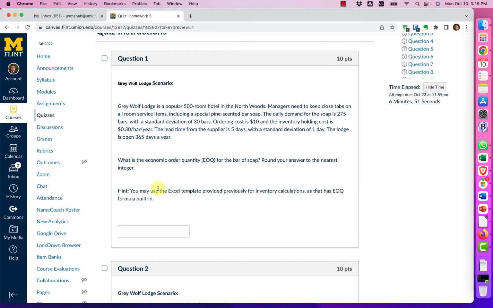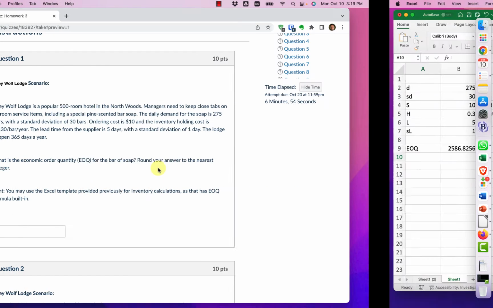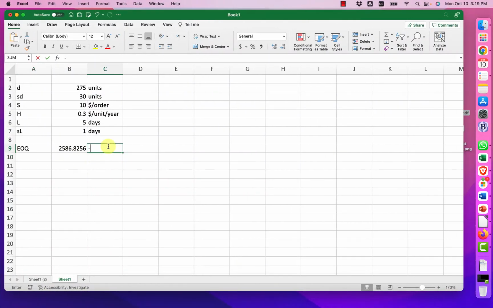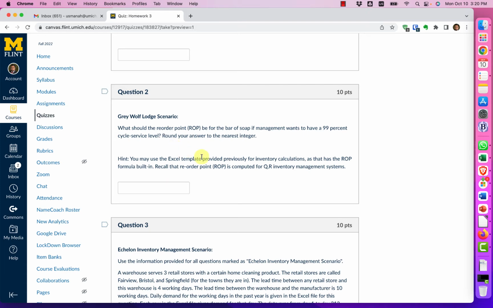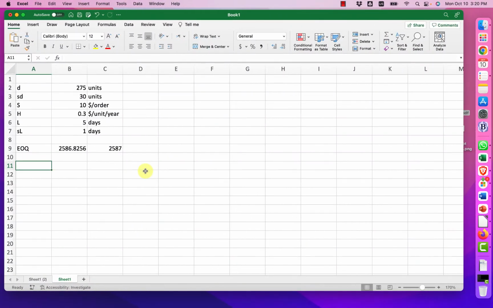So that gives you 2586.8. The question wants the nearest integer. So I can use the round function in Excel, round this to 0 digits after the decimal, so just like an integer, and we get 2587, EOQ rounded to the nearest integer. And you can just round yourself. 2586.8 is 2587. The next question, we need to find the reorder point, which is when to reorder.